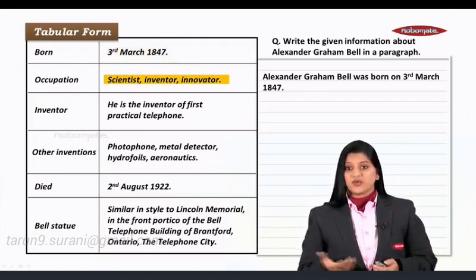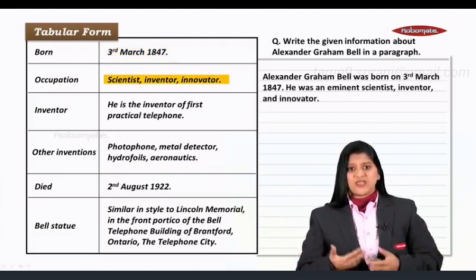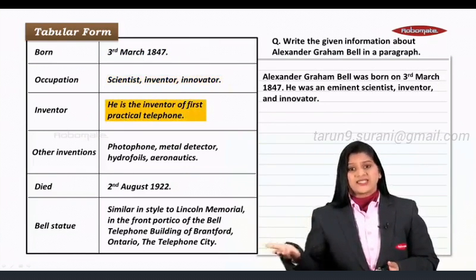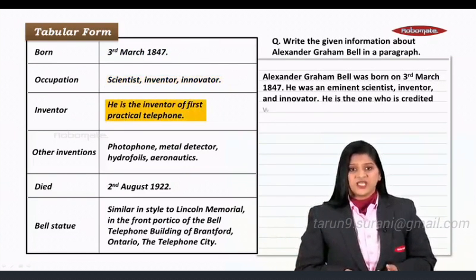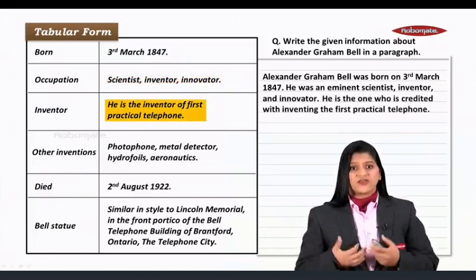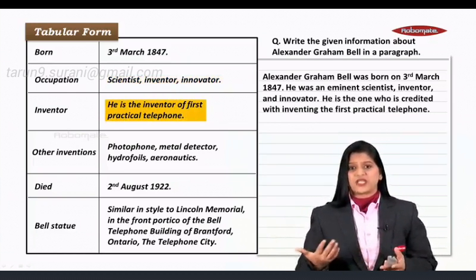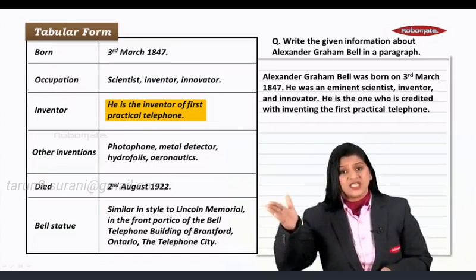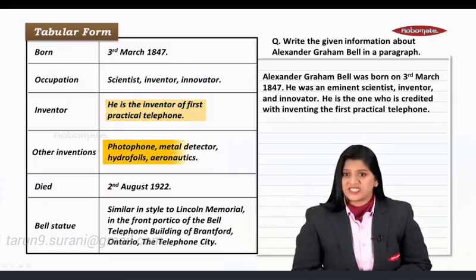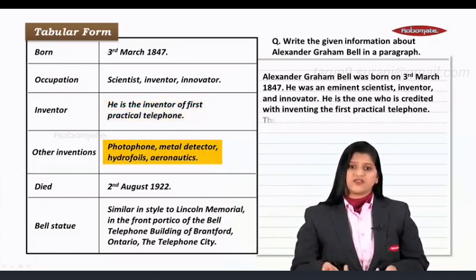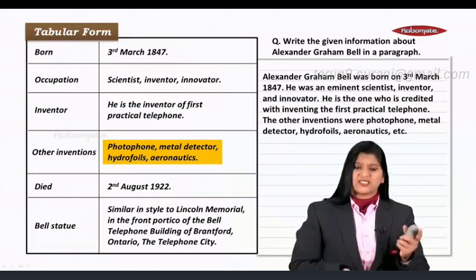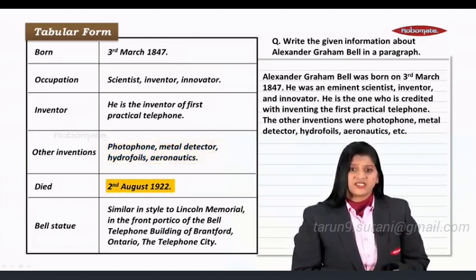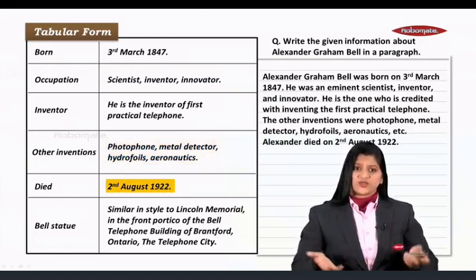The next point is about his occupation. So he was an eminent scientist, inventor and innovator. Similarly, as an inventor, what did he do? So he is the one who is credited with inventing the first practical telephone. So this is exactly what is given in the diagram. You're putting it in the form of a sentence. The next point is, what are his other inventions? Just make a sentence about all of them. Then he died on 2nd August 1922. So that's what you're going to write.